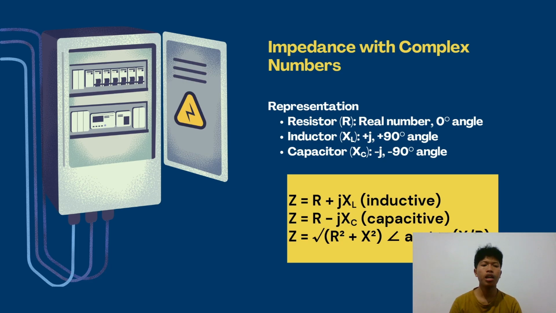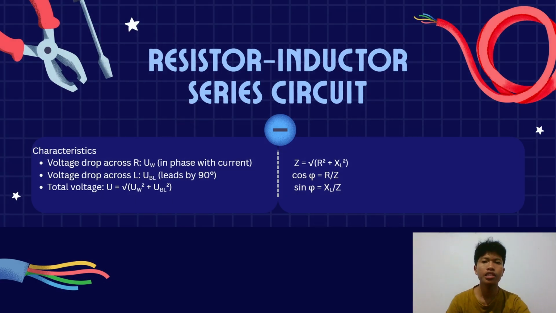Let's give the formula for inductive circuit: Z equals R plus jXL. And the next is for capacitive circuit: Z equals R minus jXC. In polar form, Z equals the square root of R squared plus X squared, angle arctangent of X over R. Next is the resistor-inductor series circuit.